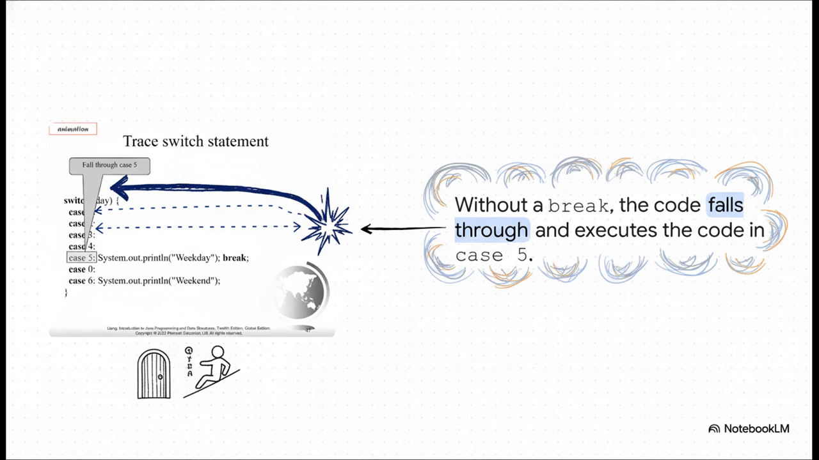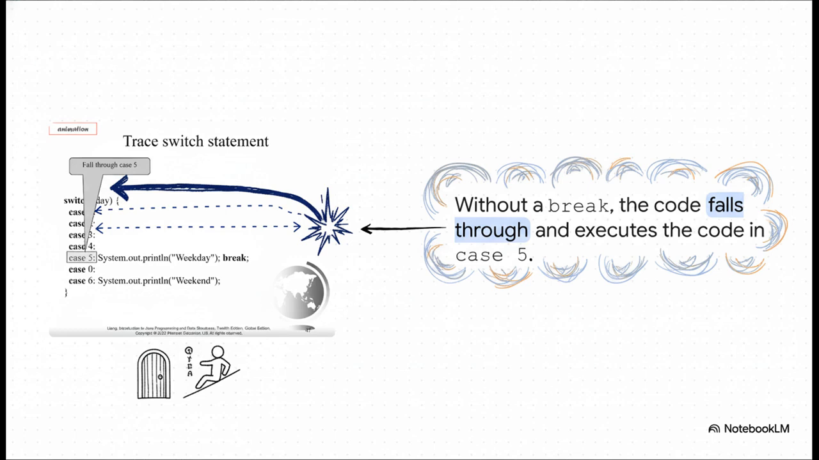Because there's no break statement in case 2, the code does not stop. It falls through to case 3. Still no break, so it falls through to case 4. Still no break. It keeps falling until it gets into case 5. Finally, in case 5, it finds something to do. It prints weekday. Then, it finally hits a break statement, and only then does it leave the switch.